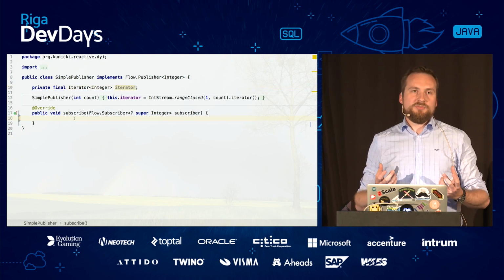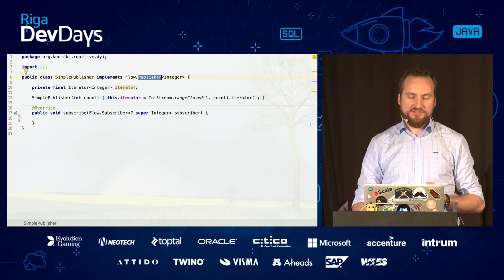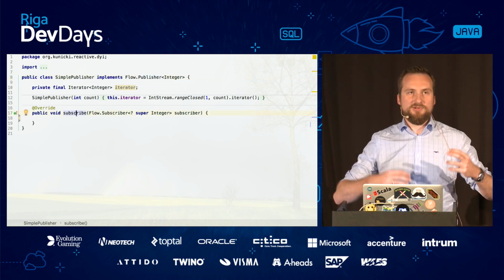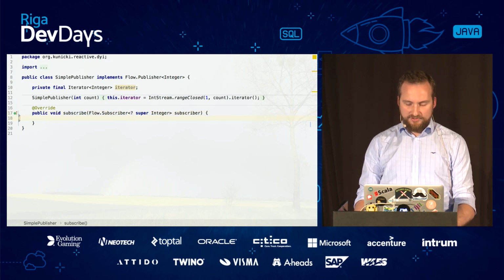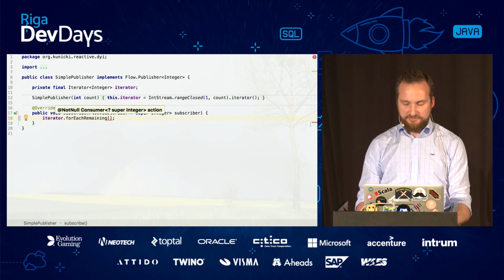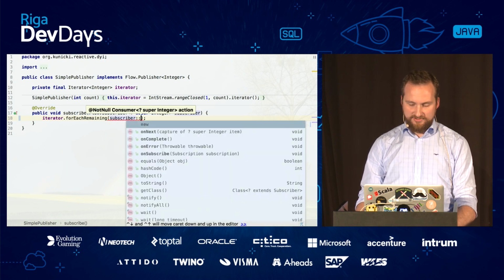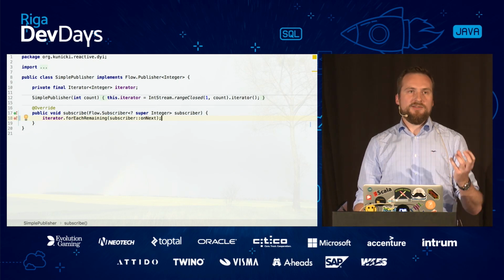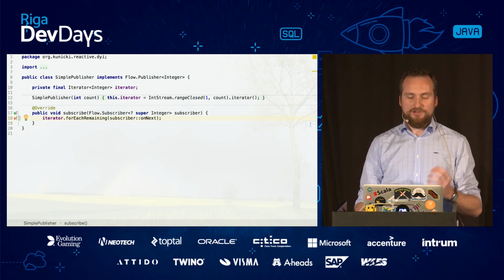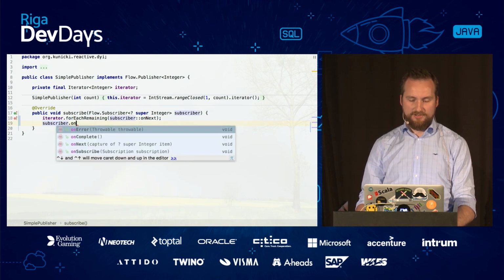In the most naive approach, first of all, we need to implement the Publisher interface, which has a single subscribe method that handles a subscriber that is connecting. In the very naive approach, we'll just take all the data from the iterator using forEachRemaining. For each item, we call subscriber.onNext to send the item to the subscriber. Then when we exhaust the iterator, so when all the data is sent, we just complete the subscriber using the onComplete callback.